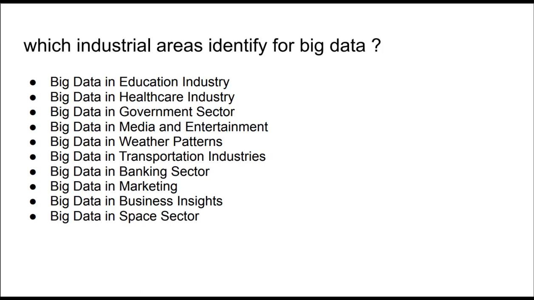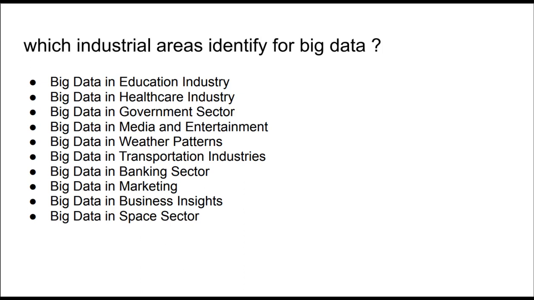Which industrial areas use big data? Big data in the education industry: customized and dynamic learning programs, reforming course material and career predictions. Big data in the healthcare industry: electronic health records of patients, Apple HealthKit, CareKit, and ResearchKit. Big data in the government sector: cybersecurity, project tracking systems, advanced audit systems. Big data in media and entertainment: predicting the interest of the audience, getting insights from customer reviews.